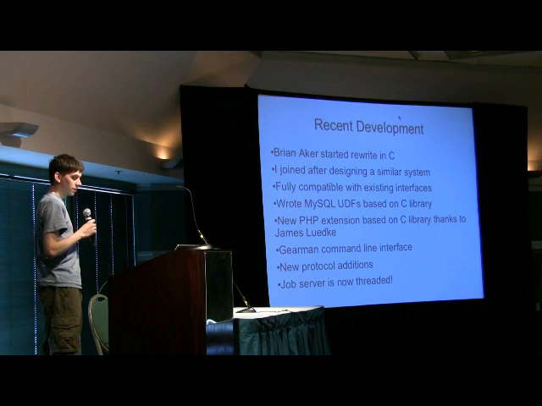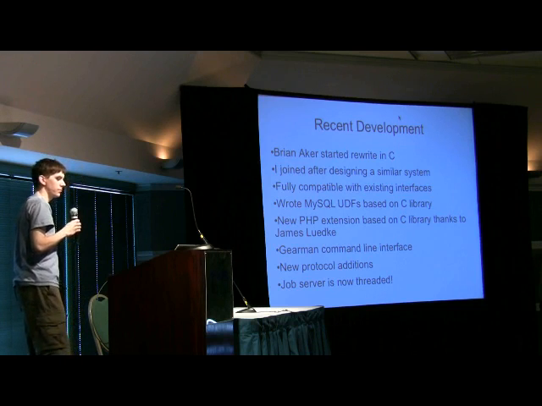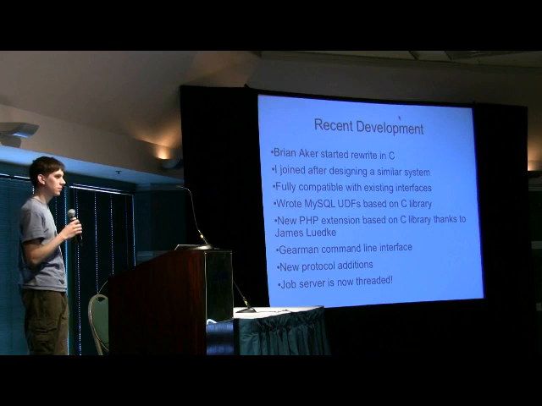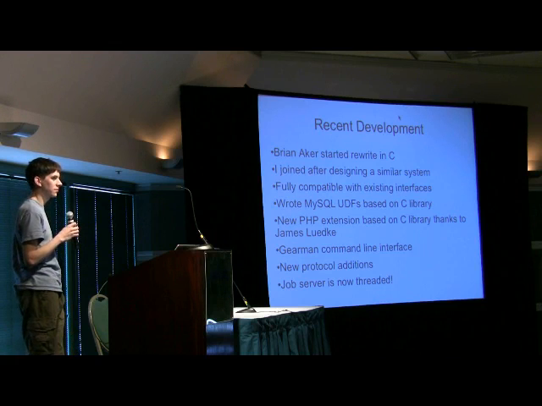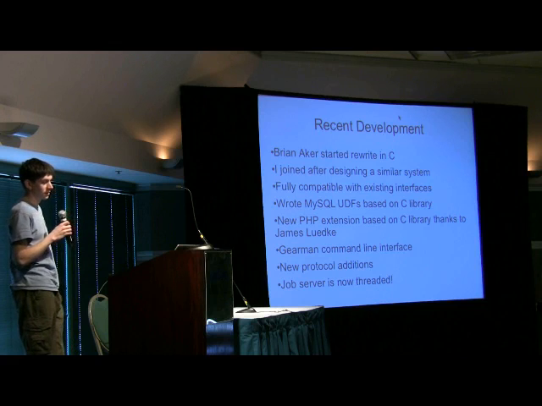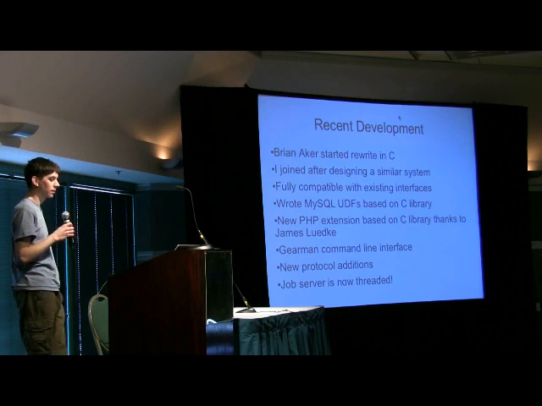We've added some new protocol stuff, and as of about 30 minutes ago, we just released a new version 0.5 of the job server, which is now threaded. So some preliminary tests we're seeing, we're pushing about 30,000 jobs a second for an 8-core box, so we're starting to scale really well.